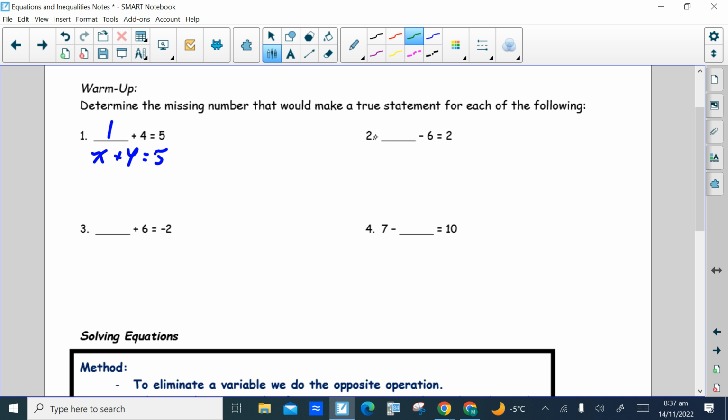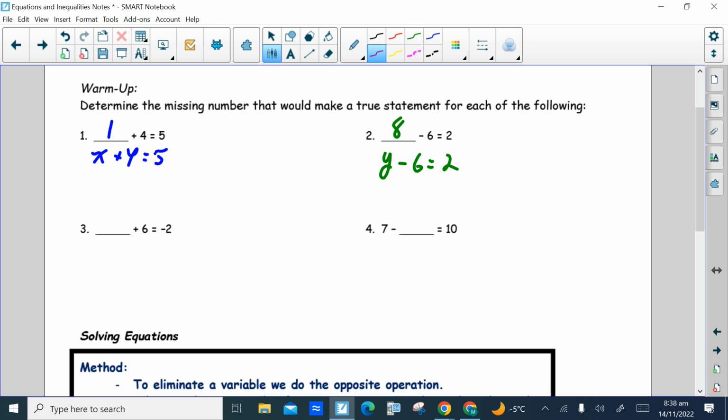The second one, what number take away 6 will equal 2? And the answer would be 8. 8 take away 6 is 2. As an equation, that would look like something like this. Any letter can be used to represent the number you're looking for. So in this case, I said, what about using the letter y? Y minus 6 equals 2 is asking, what number take away 6 equals 2?